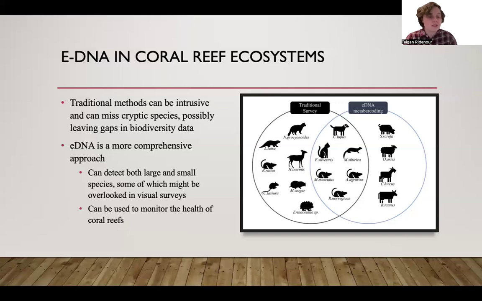For example, eDNA can detect both large and small species, including cryptic organisms like benthic invertebrates and juvenile fish, which might be overlooked in a visual survey because these organisms are not often seen by the naked eye. This allows researchers to create a more accurate and holistic picture of reef ecosystem biodiversity. Moreover, eDNA sampling can be conducted in remote or deep water locations that are otherwise difficult to access, providing a broader coverage of coral reef ecosystems.